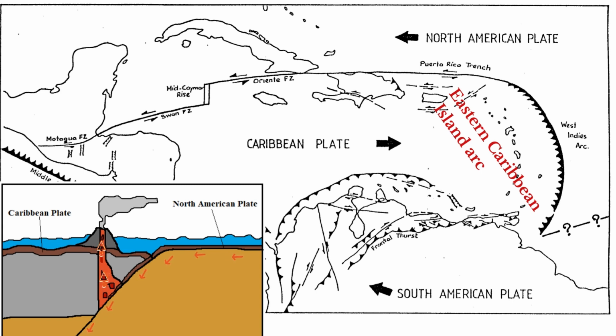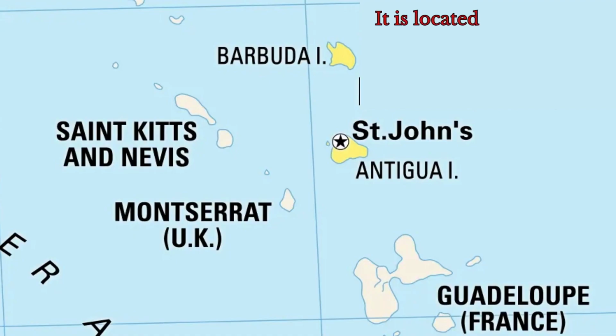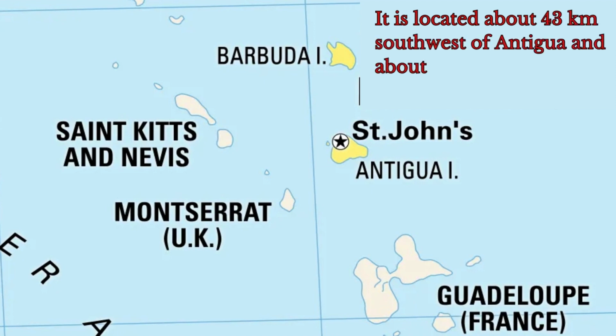When it goes into the mantle, it carries some amount of water with it, and this makes it easier for the rocks to melt in the mantle. The melting of the rock causes magma to form, and because the magma is lighter than the surrounding rocks, it rises to the surface. At the surface, it forms a series of islands called an island arc. So Montserrat is part of the Eastern Caribbean island arc.